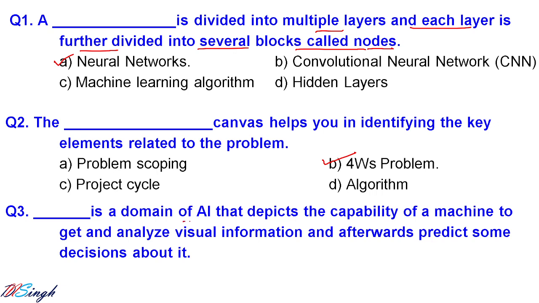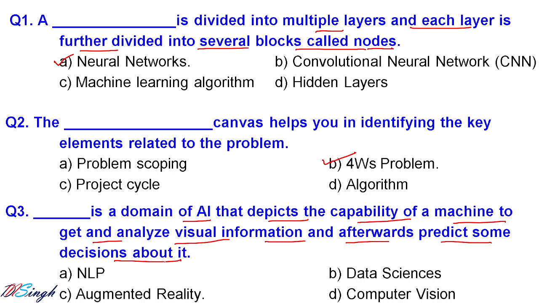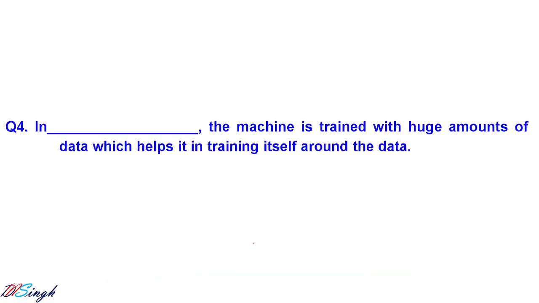Fill in the blank: a domain of AI that depicts the capability of machines to get and analyze visual information and afterward predict some decision about it. So first, our machines should be able to analyze the visual information and predict some decision about it, and that is what augmented reality. And based on that only our self-driving car works, or other applications which are taking decisions based on this visual information. That is what augmented reality. Let us go to the next question.